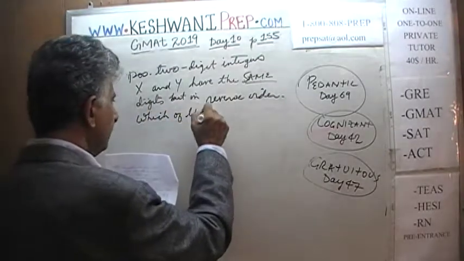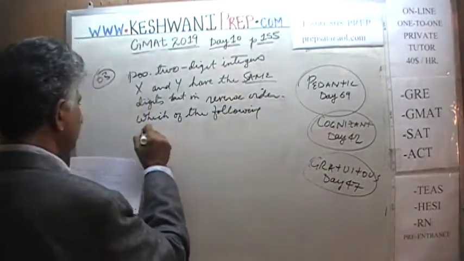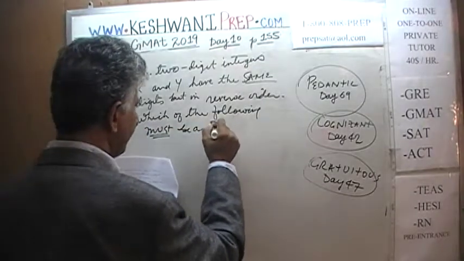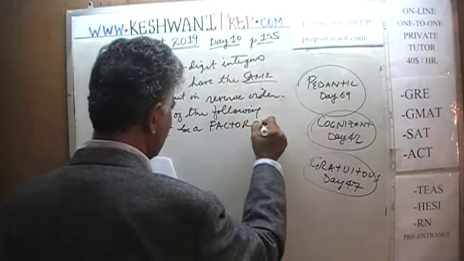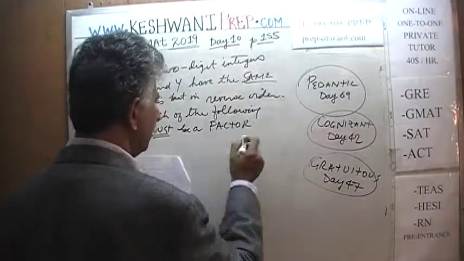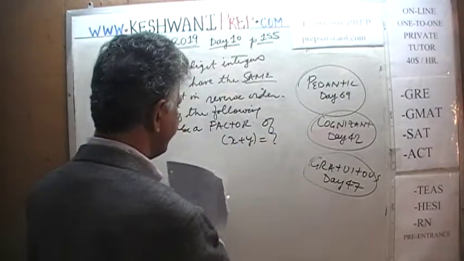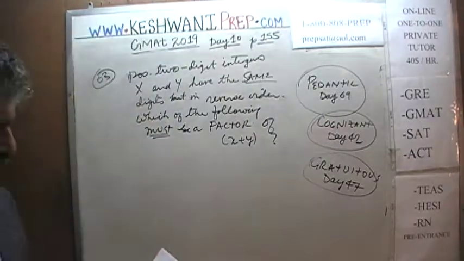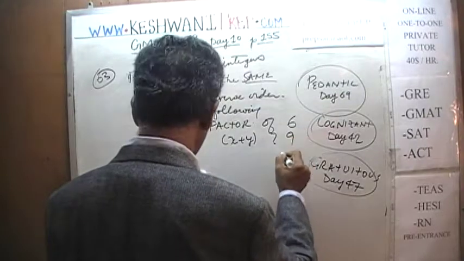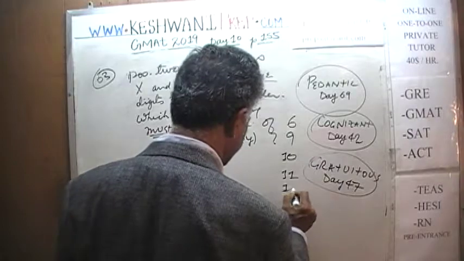Of course, it simply is, which of the following must be a factor of x plus y? Which of the following must be a factor of x plus y? And here are the answer choices: 6, 9, 10, 11, and 14.